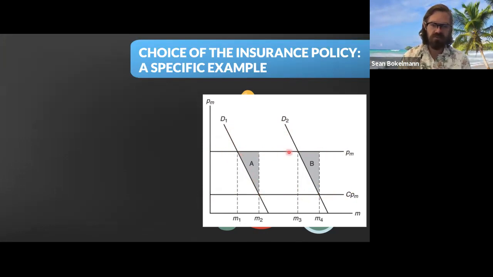So without insurance, if the consumer has to pay the full price of medical care, with illness 1 they would demand a level M1 of medical care, but with insurance, they demand M2. Their demand is higher because of the insurance. But remember, PM is the cost of the care. And if we're thinking about this in terms of an inverse demand curve, the value of M2 is only here, which is below the cost.